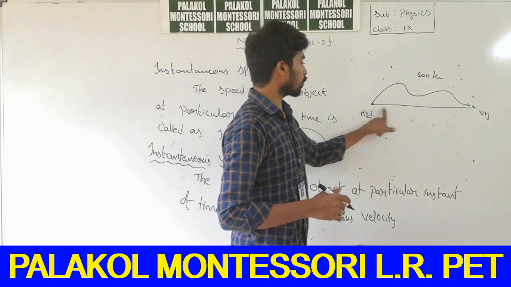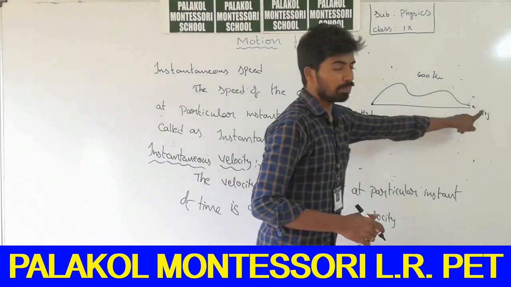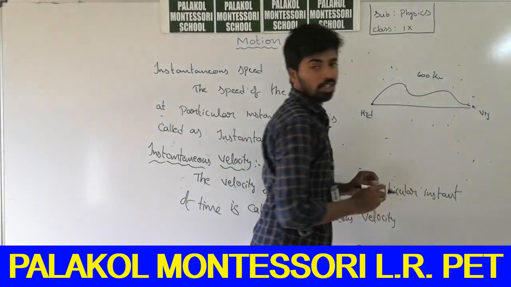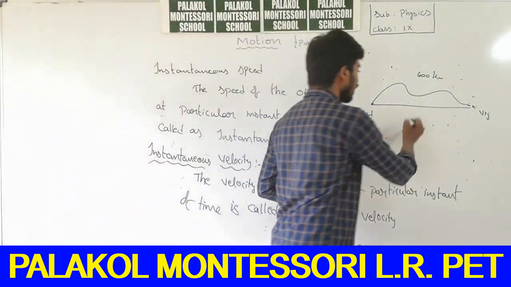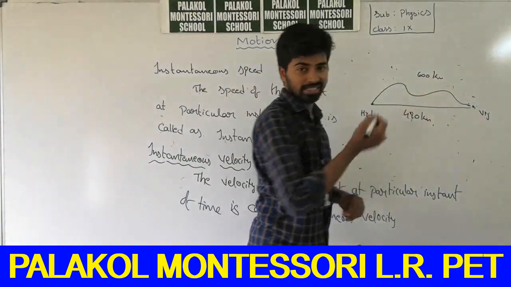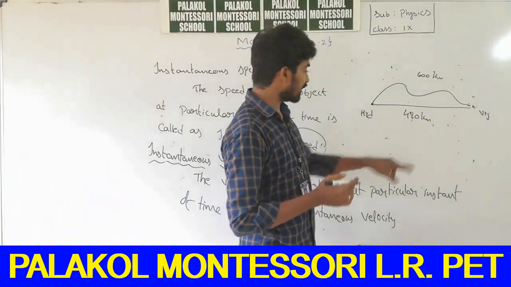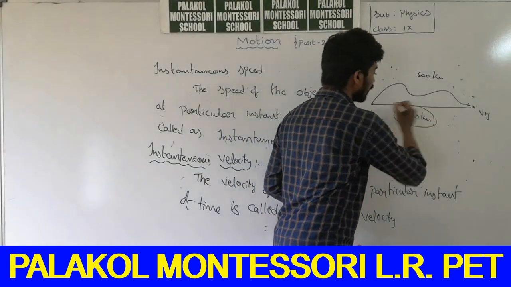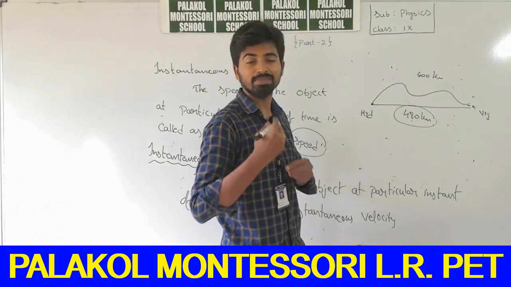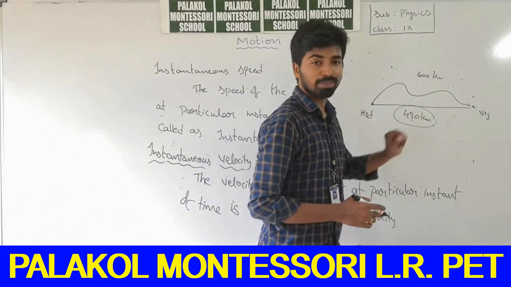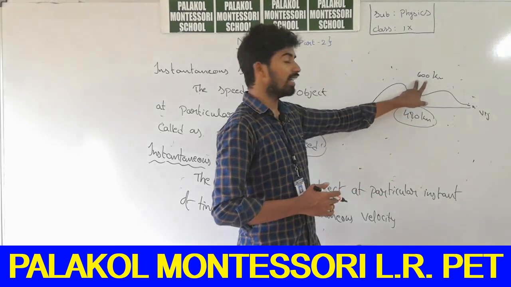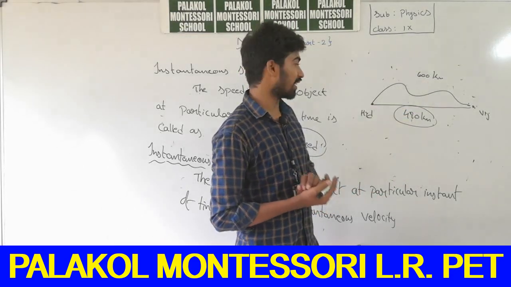Displacement means the shortest distance between the two points. The straight line joining them will be the shortest possible way. So this is the 480 kilometers of displacement. You have travelled 600 kilometers and you are displaced by 480 kilometers. How much you have travelled is 600 kilometers.